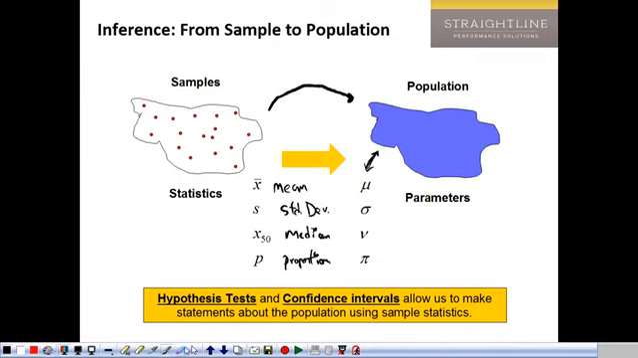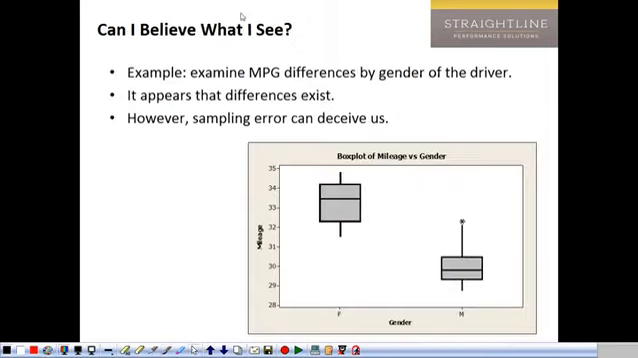Okay? It's a tough thing philosophically to get down, but once you get it, it's like riding a bike. You'll never forget it. Okay, so let's just do an example. And really what we're talking about here is, can I believe what I see? So in this case, I've given a box plot, and this is an example that we're going to go through.